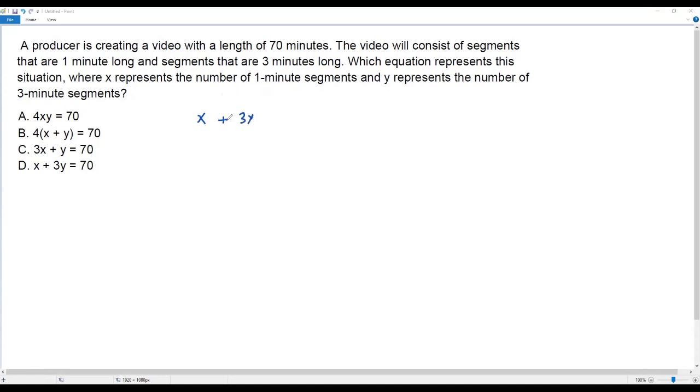Okay, here we can add the amount of time we have in X number of 1 minute segments and the amount of time we have in Y number of 3 minute segments. So that is equal to the total length of the video according to the information, that is 70. Here I got the equation which represents the given situation. I find this equation in answer choice D. The correct answer choice for this question is D.